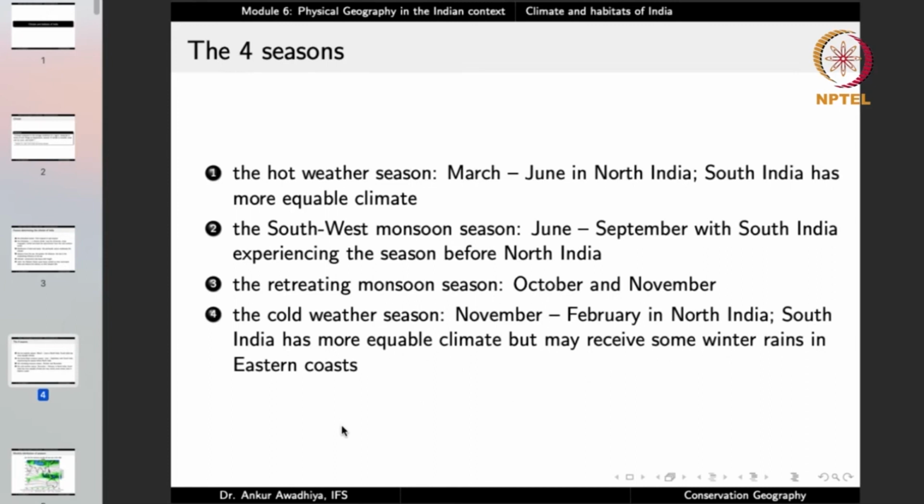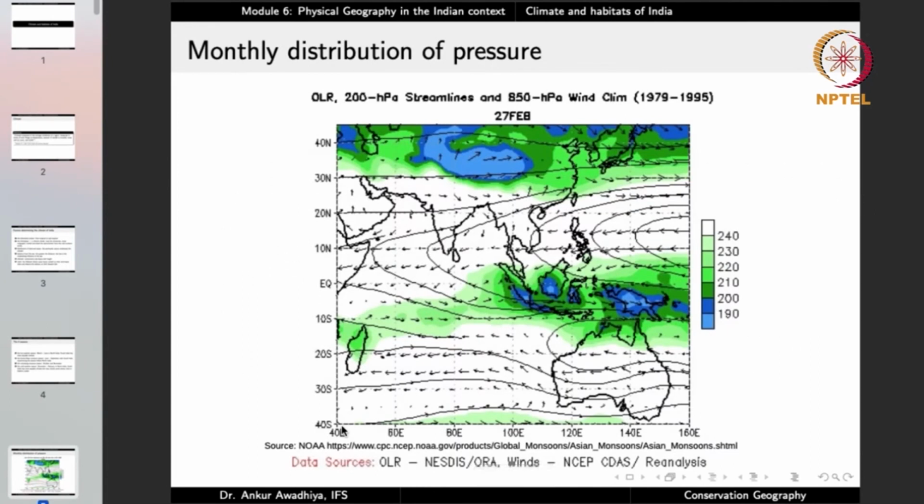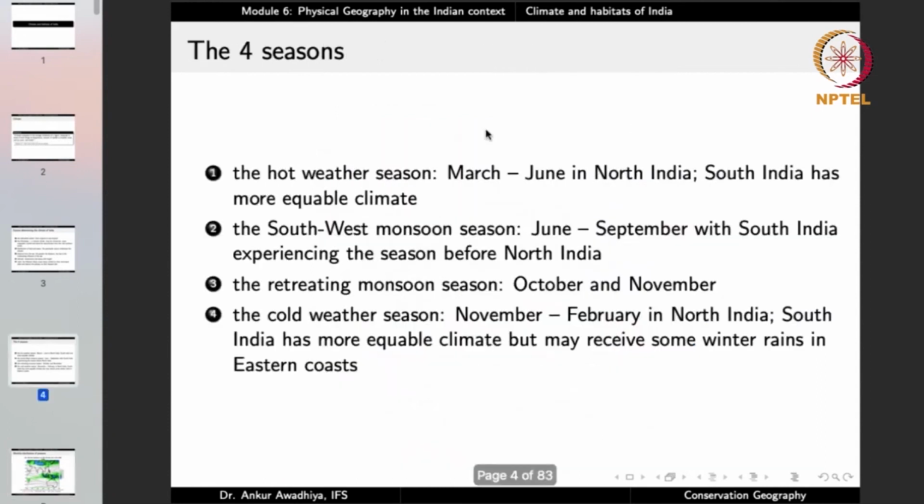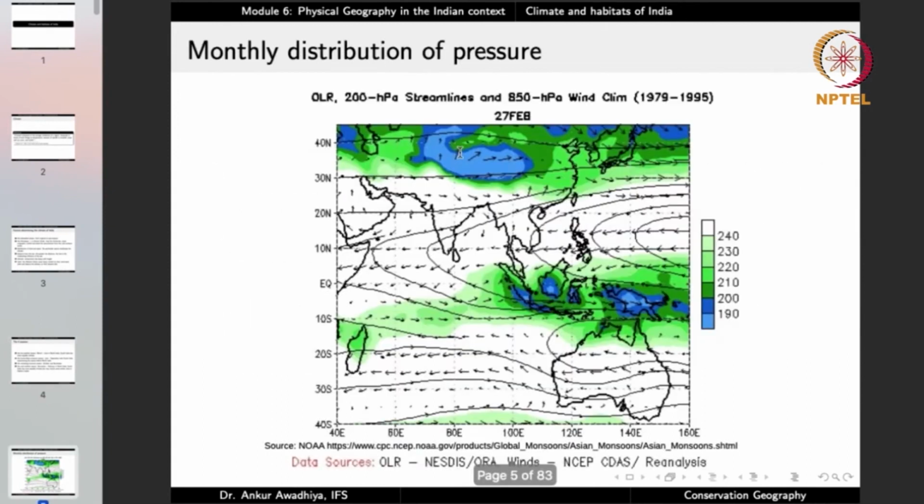So let us now understand these seasons by looking at the monthly distribution of pressure in our country. Now, in this chart, we can observe that in the month of February, so this is 27th of February, meaning that we are looking at the beginning of March. So this is the end of the cold weather season and we are entering into the hot weather season. You can say that this is the beginning of the hot weather season.